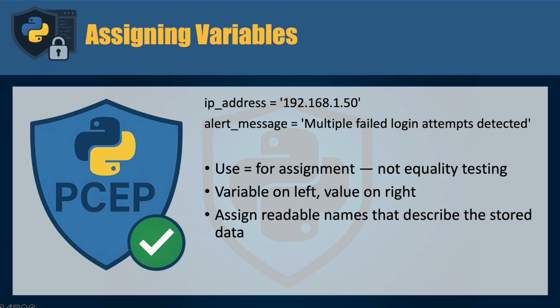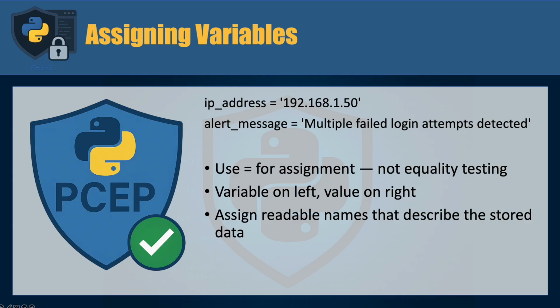When it comes to assigning, Python reads right to left. It takes the value on the right and stores it in the variable name on the left. This is not mathematical equality. We're actually assigning a value to a variable. Remember, in Python, the variable is actually a pointer to a value in memory.